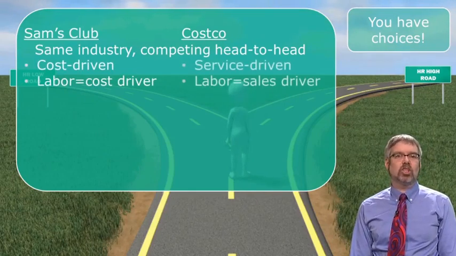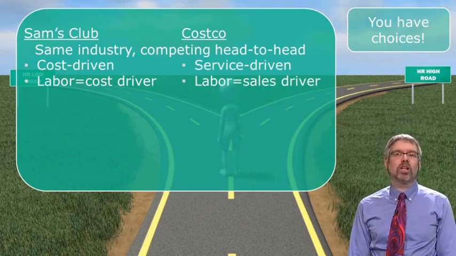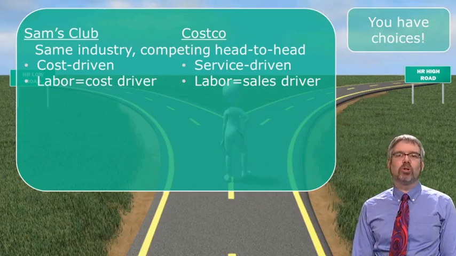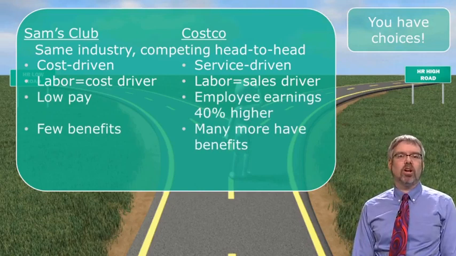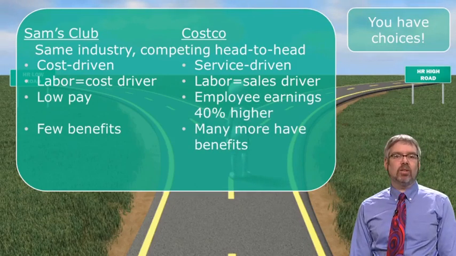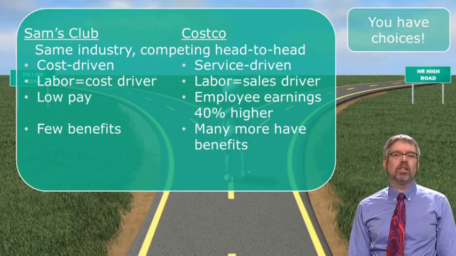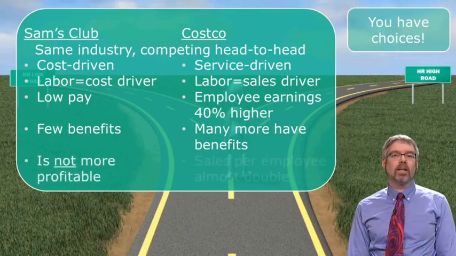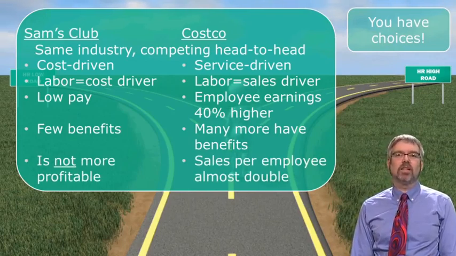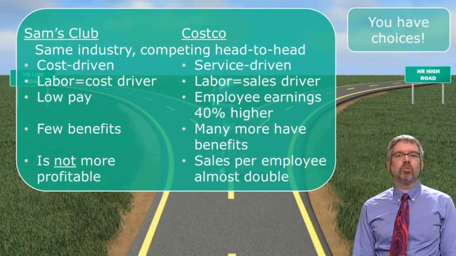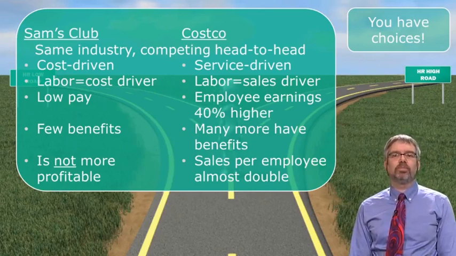Now, Sam's Club has a cost-driven approach, so labor is unsurprisingly seen as a cost driver. Whereas at Costco, which has more of a service-driven approach, labor is seen as a sales driver. So Sam's Club, concerned with labor costs, tries to keep pay low, tries to keep benefit costs low, as opposed to Costco where earnings from employees are 40% higher, and they often have a lot more benefits. Now, you might think that Sam's Club, because labor costs are lower, is more profitable. That's not the case. At Costco, for example, sales per employee are almost double the level at Sam's Club.